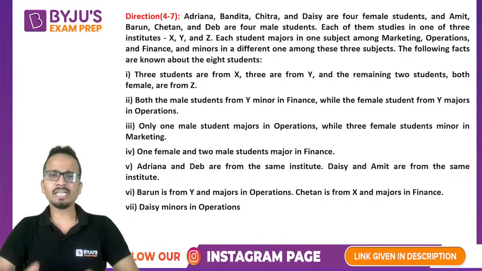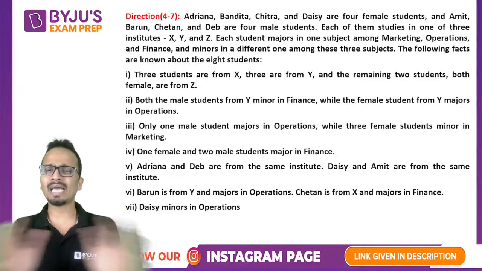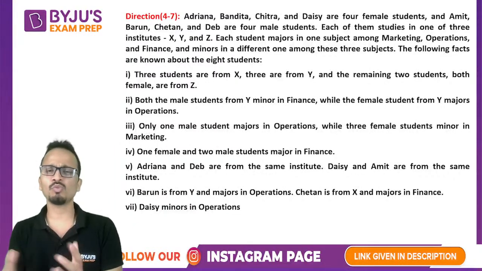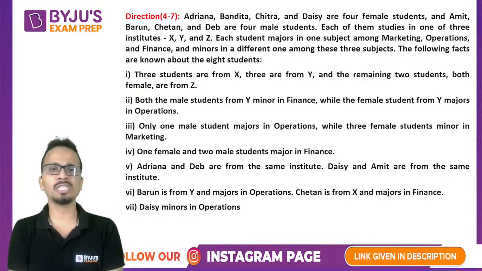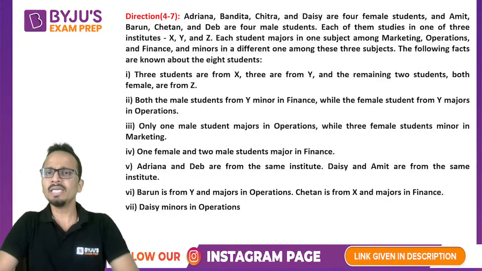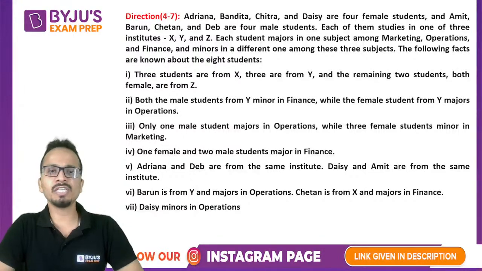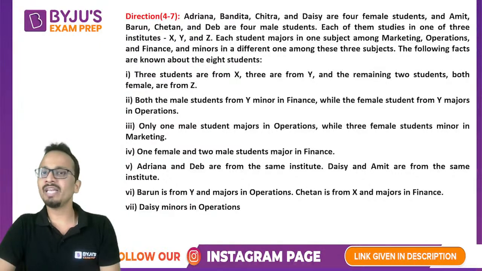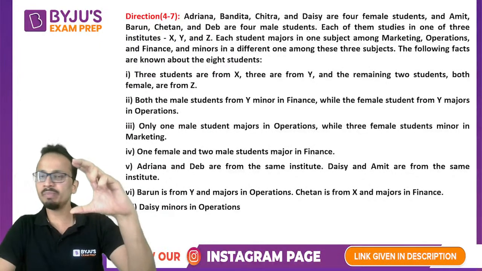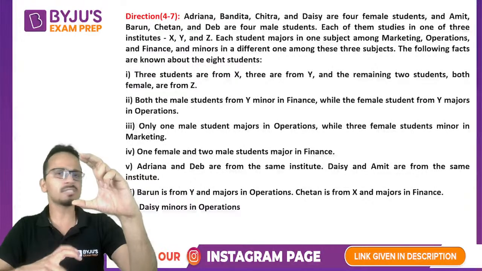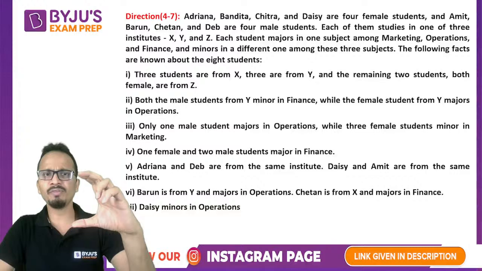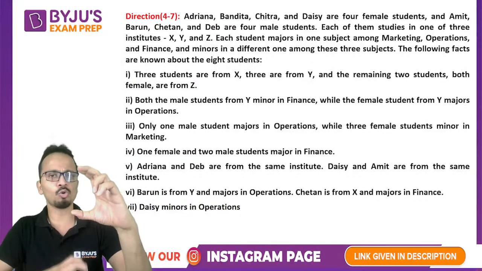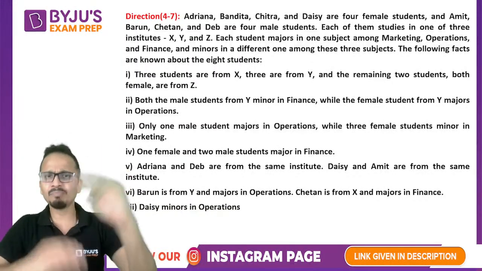First of all, I'll give it a read and then we'll understand how many rows and columns will be required. We have 4 female students and 4 male students. Each of them studies in one of the 3 institutes X, Y, and Z. So one column will be for the names of these 8 students, 4 females first and then 4 males, or vice versa, whatever you want. So 4 rows will be for 4 females and 4 rows for 4 males, and keep them separate.